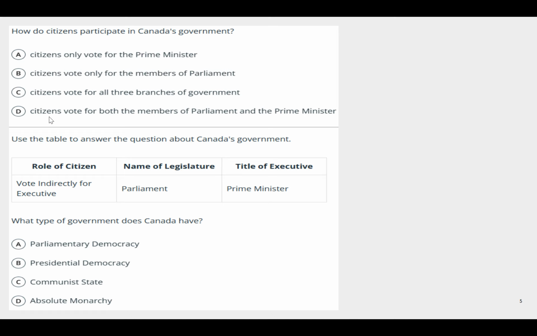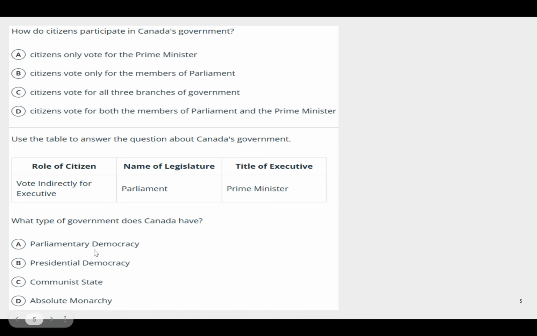Let's see. D, citizens vote for both members of parliament and the prime minister. That is not it. C, citizens vote for all three branches of government. That would be kind of crazy because we're talking about the prime minister. That wouldn't be it. Citizens vote only for the members of parliament. That would be correct. And that parliament will be choosing the prime minister, or the major party to be exact.